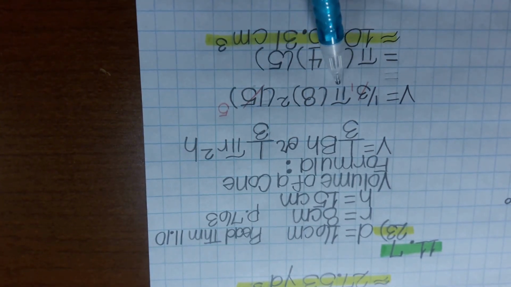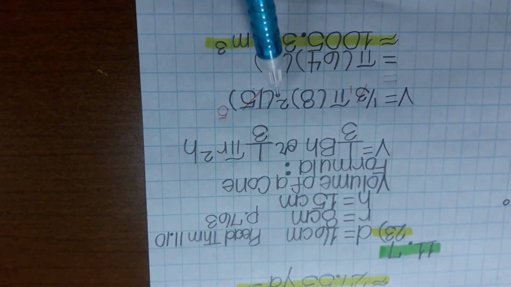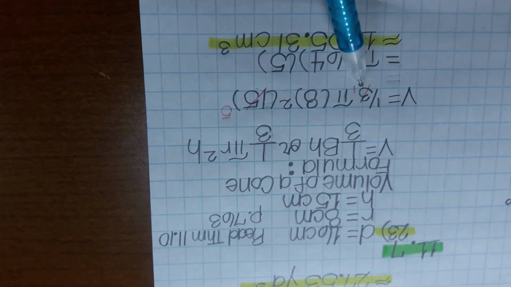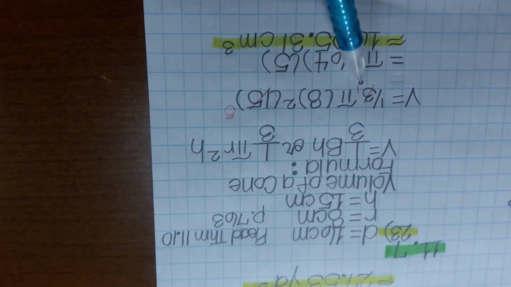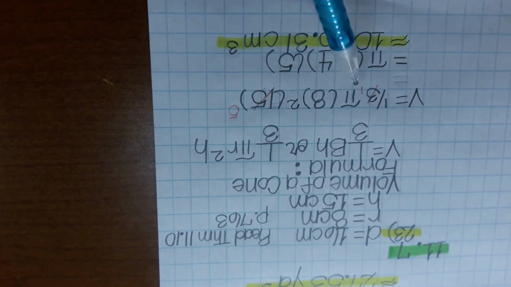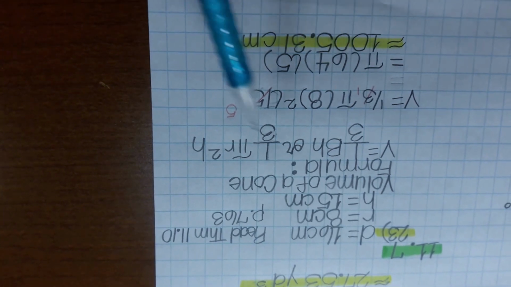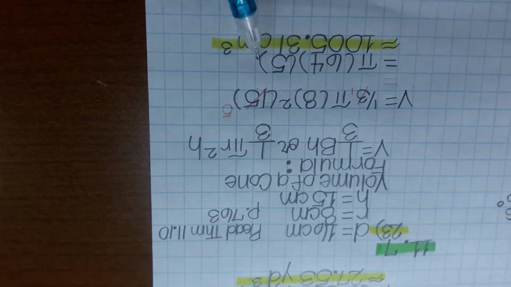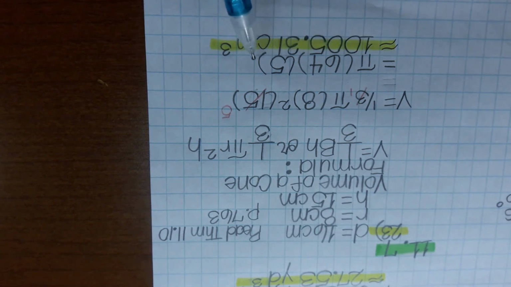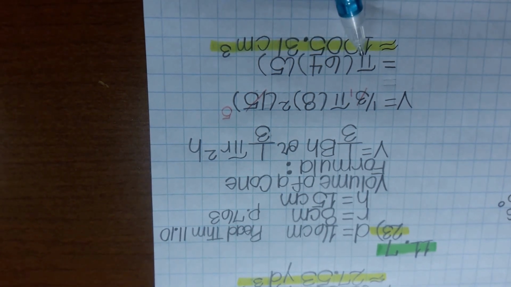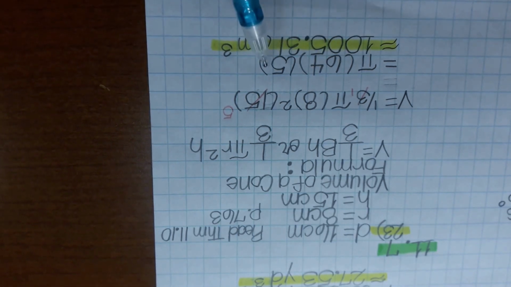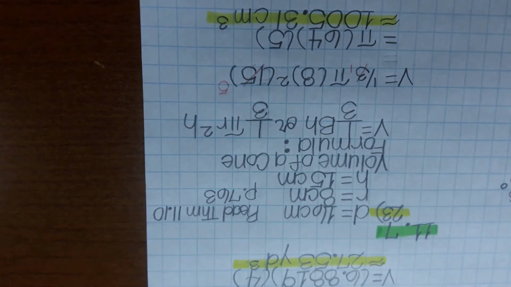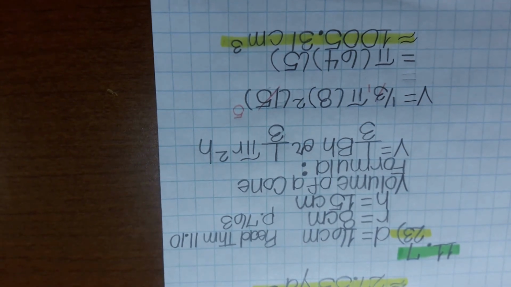Right here, I have 1/3 pi. My radius, we know, is 8 squared times my height, which is 15. If you notice here in red, I simplified 3 and 15, which simplifies to 1 and then 5 here. So 15 over 3 simplifies to 5. And I cleaned up my problem, as you notice, on the second step. So I have pi, 8 squared is 64, and times 5. On your calculator, you type it in, and you want to make sure you press second pi to get that number, times 64 times 5, and my answer is approximately equal to 1,005.31 cubic centimeters.